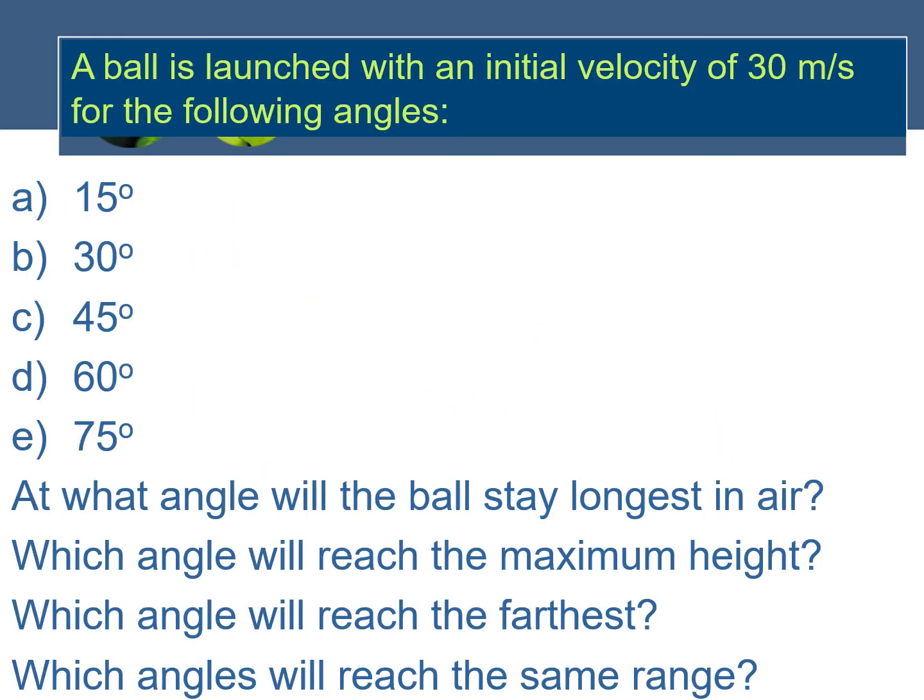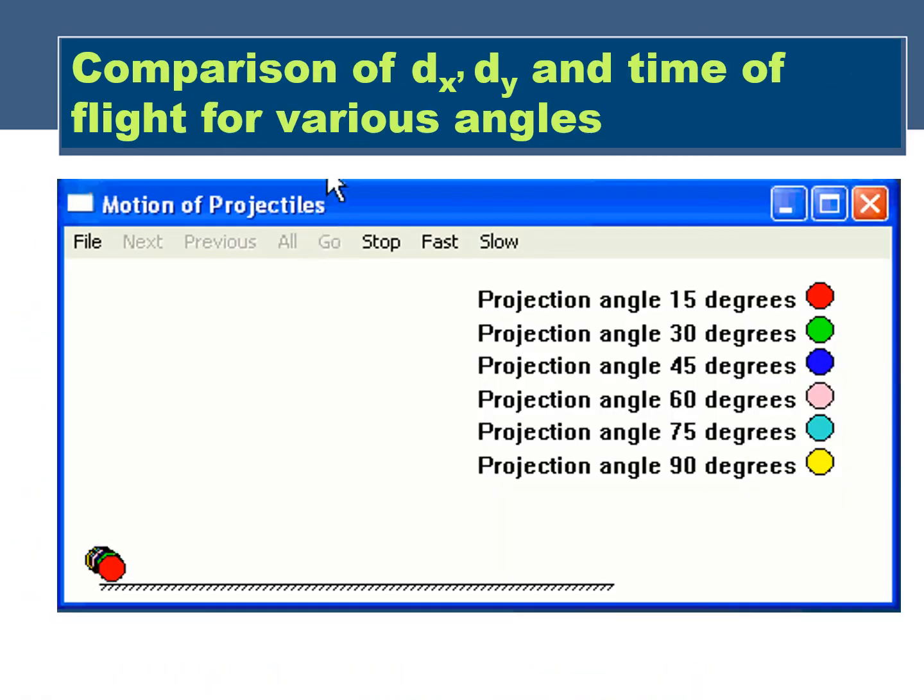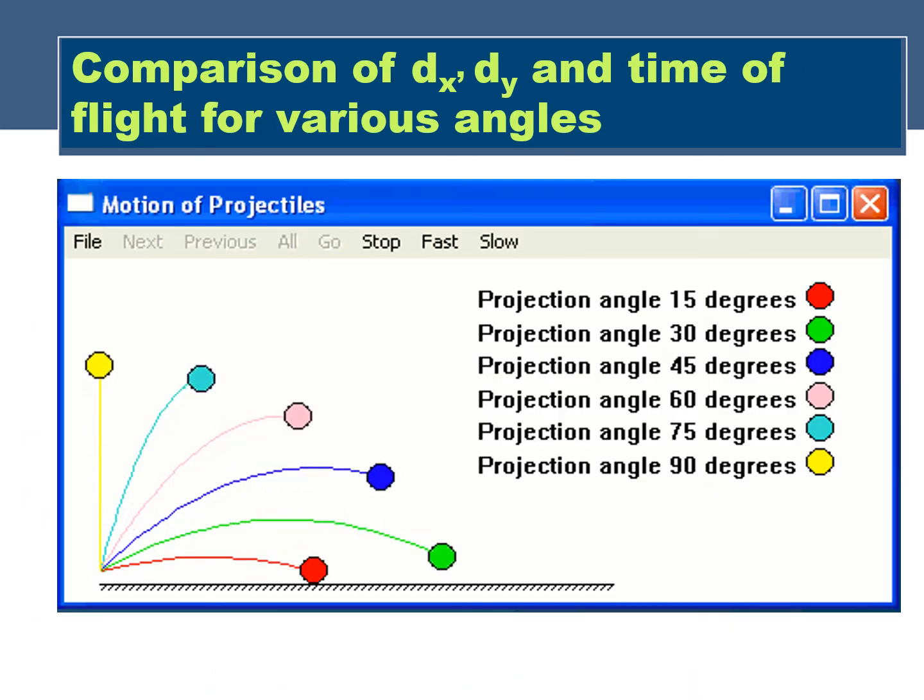What if a ball is launched with an initial velocity of 30 meters per second, but at different angles? How are we going to know at what angle the ball will stay longest in the air? And which angle will reach the maximum height? And the maximum range, or farthest? And which angles will reach the same range? The given questions can be answered through this animation.